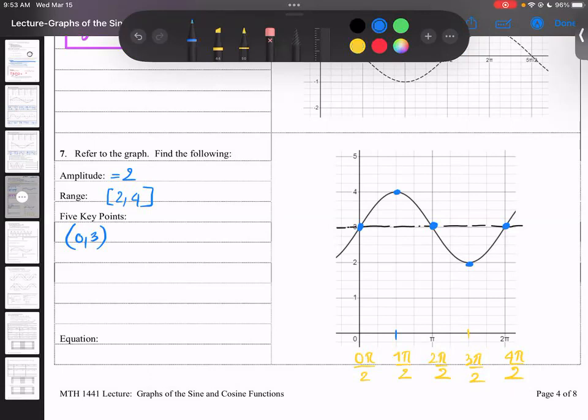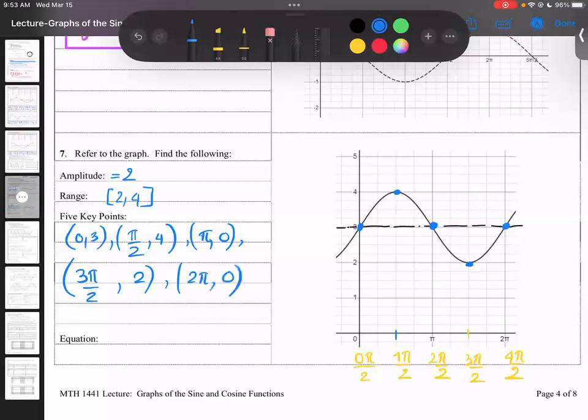So the next one will be π/2, comma 4, and then what else? π, comma 0. 3π/2, comma negative, I'm sorry, 2. And then the last one is 2π or 4π/2, comma 0.